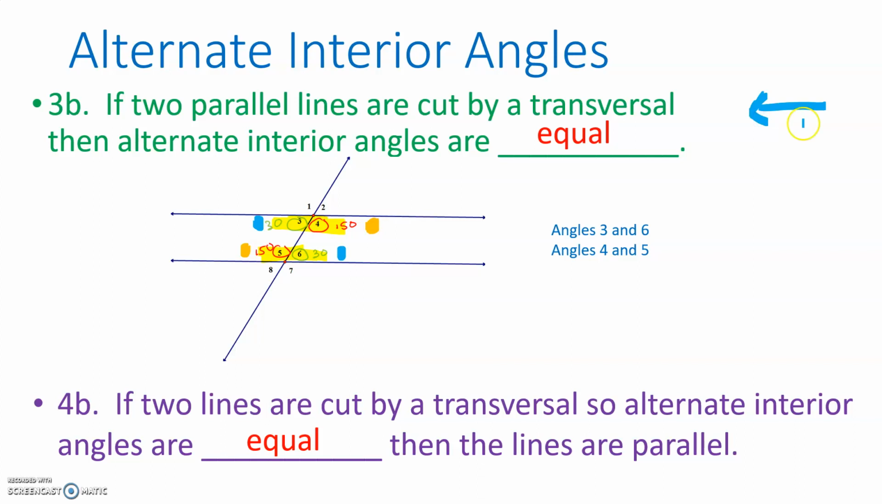It says I'm starting with two parallel lines, and if I have the two parallel lines, alternate interior angles are equal. This is the converse. The converse says I'm starting with any two lines. I don't know anything about them except that their alternate interior angles are equal. If I know that, then I do know that those lines are parallel.